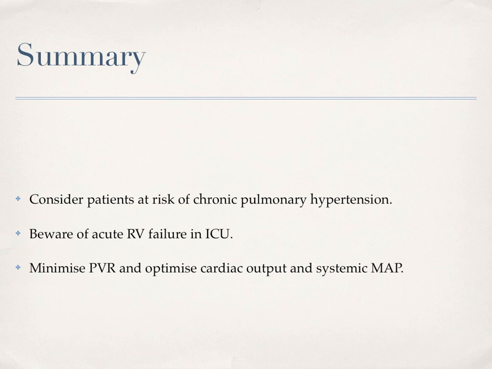So in summary, just consider the patients that are at risk of chronic pulmonary hypertension. Be aware of the causes of acute pulmonary hypertension and right ventricular failure in the ICU, and particularly acute on chronic failure, people with not much reserve in their right ventricular function. And then in terms of the management, the principles really are to try and reduce the pulmonary vascular resistance, optimise the cardiac output and the systemic perfusion pressure.